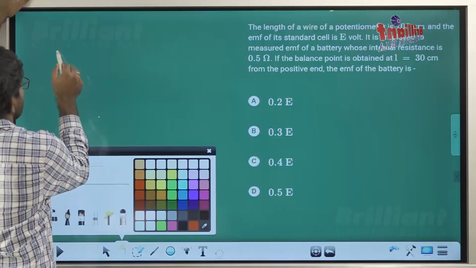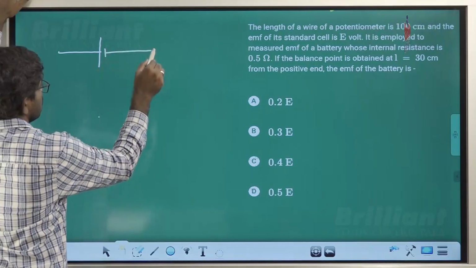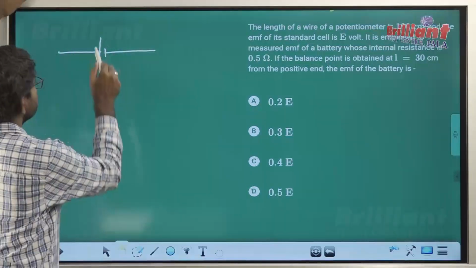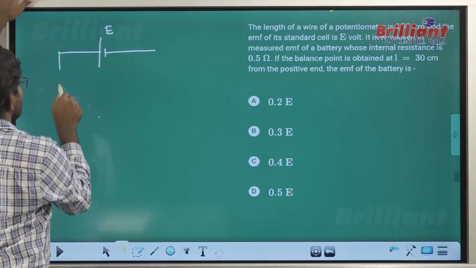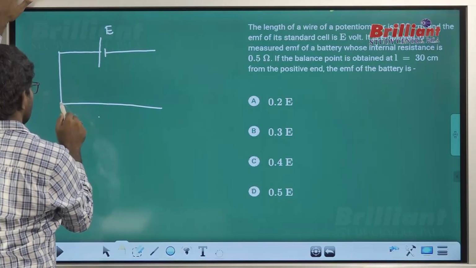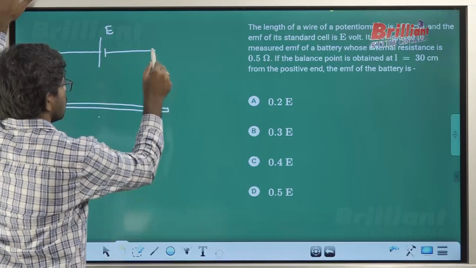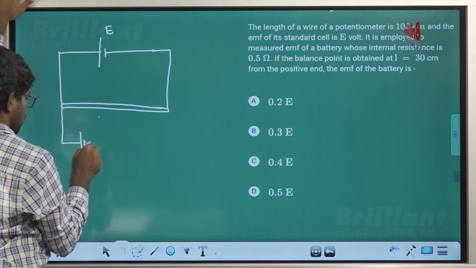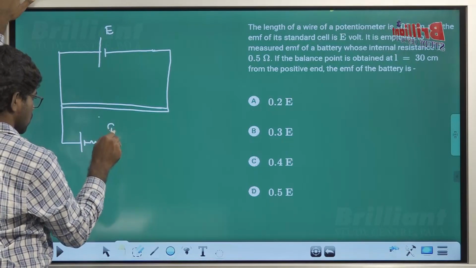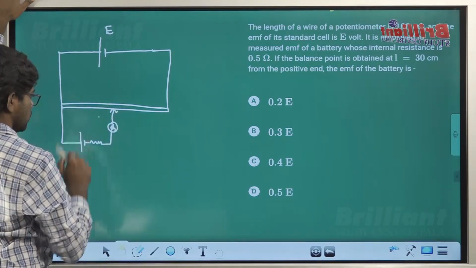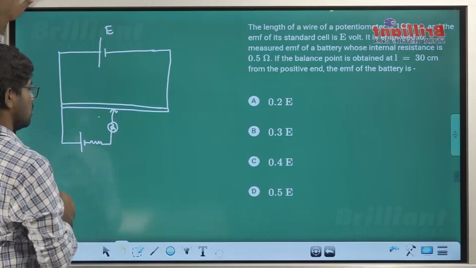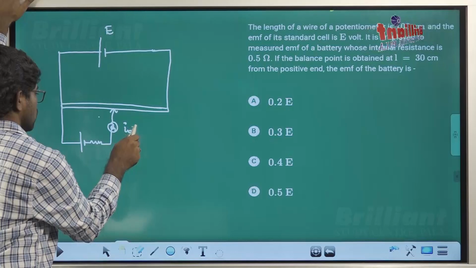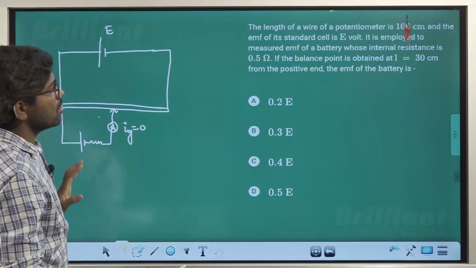Here you have a battery. It's a primary battery, or you can say a standard cell, with EMF. Now you have a wire, the potentiometer wire. Here you have a jockey. You'll be moving it, adjusting it so that the current in this branch becomes 0. This is the condition for the balancing point.